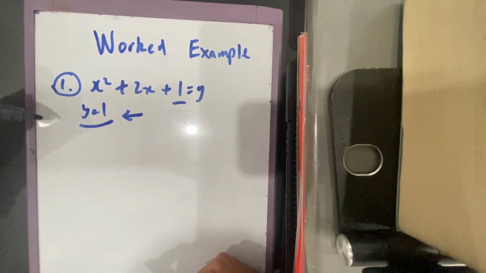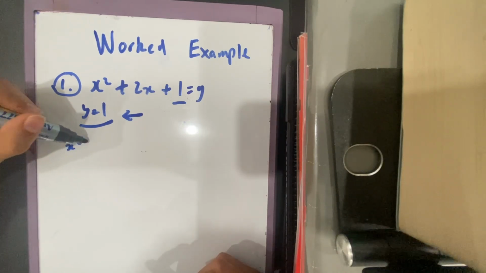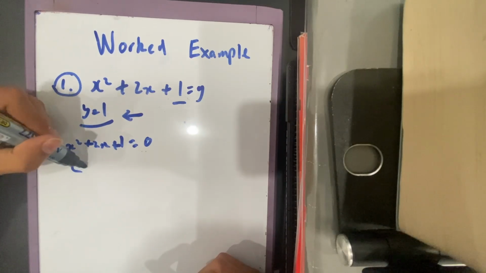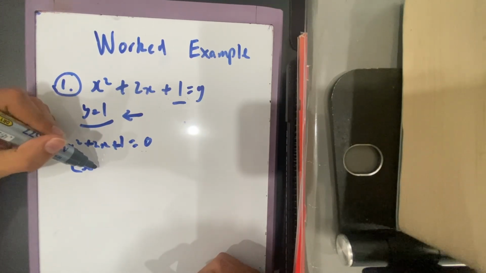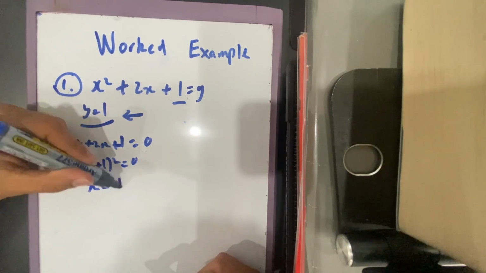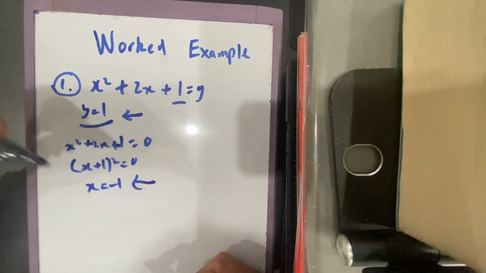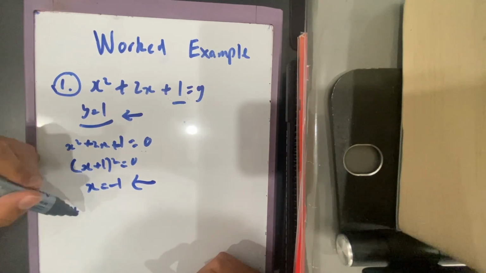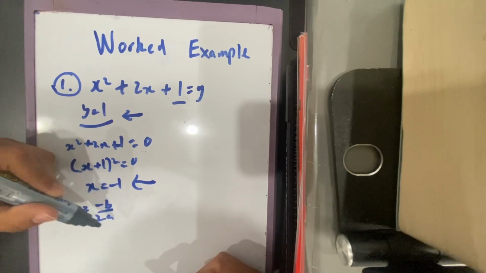Now to find the x-intercept, let y equal 0. So you get x squared plus 2x plus 1 equals 0. You can factorize that simply by just doing (x plus 1) all squared. So we have a double root at x equals -1. That's our x-intercept. To find the vertex, or the axis of symmetry, let x equal -b on 2a.